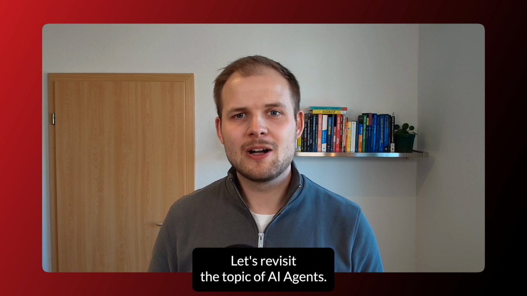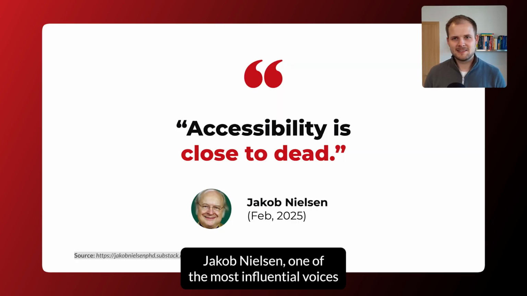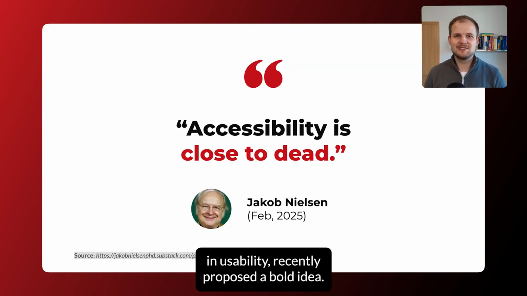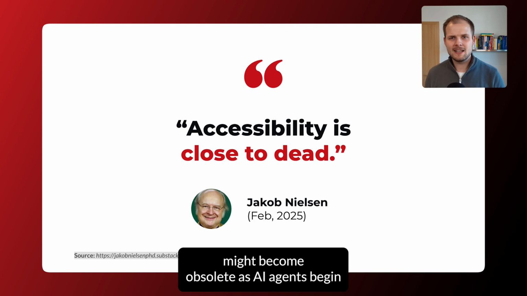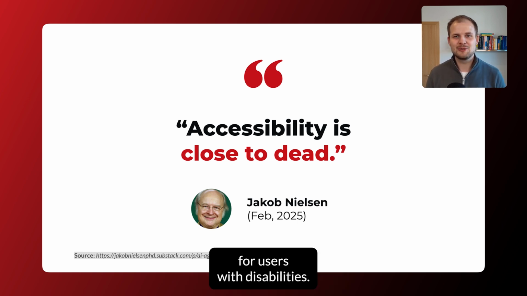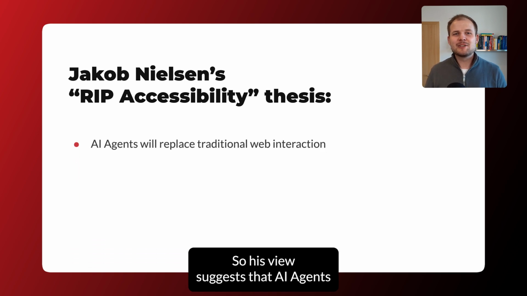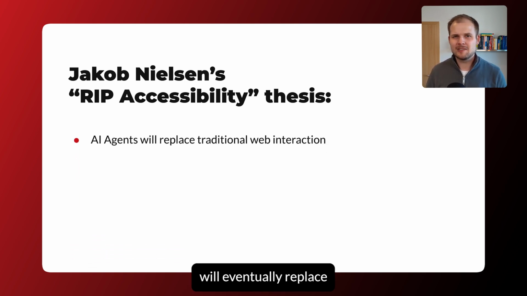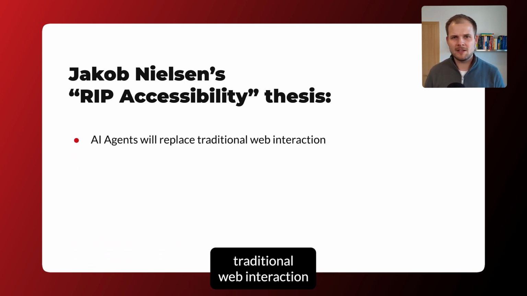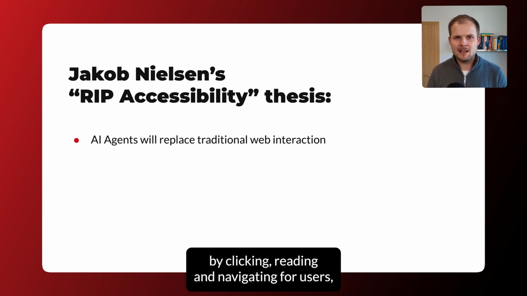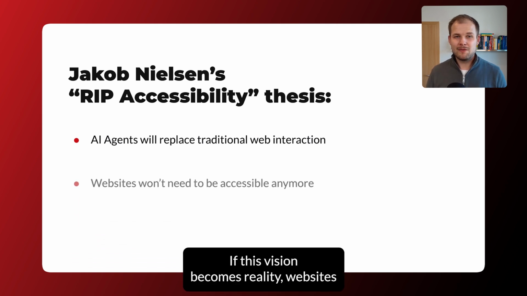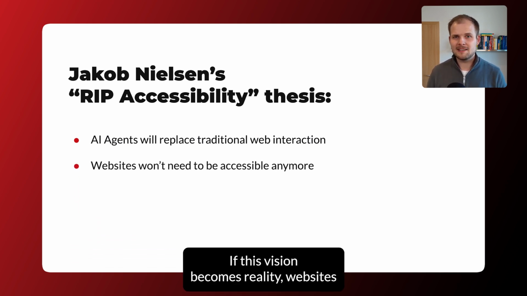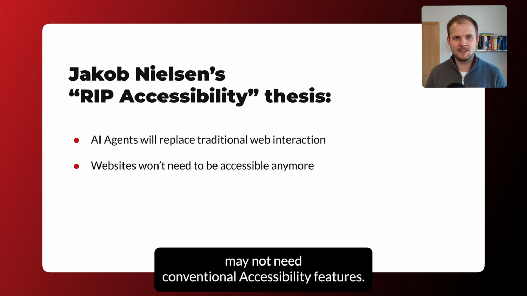Let's revisit the topic of AI agents. Jakob Nielsen, one of the most influential voices in usability, recently proposed a bold idea. He said that accessibility might become obsolete as AI agents begin handling web navigation for users with disabilities. So his view suggests that AI agents will eventually replace traditional web interaction by clicking, reading, and navigating for users, thereby making websites automatically accessible. If this vision becomes reality, websites may not need conventional accessibility features.